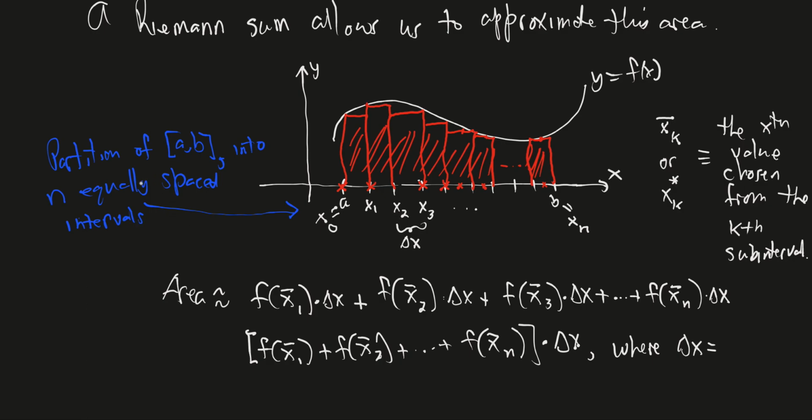Remember what we said, that delta x represents the length or width of all the small subintervals, right? Well, the length of the big interval would be b minus a, right? So this is the length of the big interval that we started with, b minus a. But then we have to divide that up into how many? n equally spaced subintervals, right? So we need to take this original length and break it up into n equally spaced subintervals. So I have to divide the b minus a by n, right?